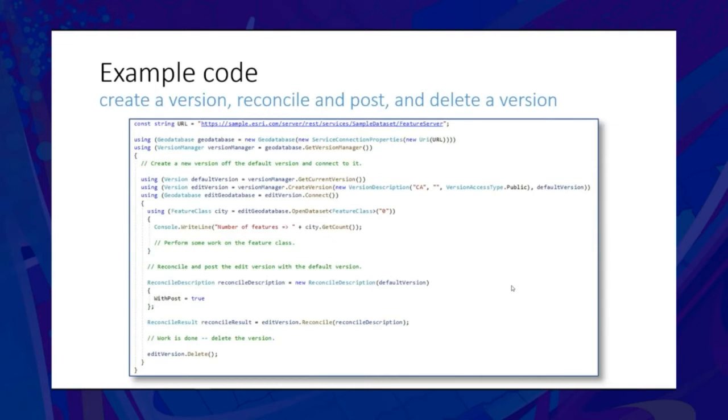Okay, here's some example code. Pretty straightforward, using a common workflow, where we want to be able to talk to the version manager and get the default version and create a new version off of it. In this case, we can see it's creating a new version. We can do some edits to the actual feature class inside the version, do some work on them. Then we can do the reconcile and post of that new version with default. And then when we're all done with everything, we can go and delete the version. Sort of soup to nuts, all the things that you can do at a very high level.